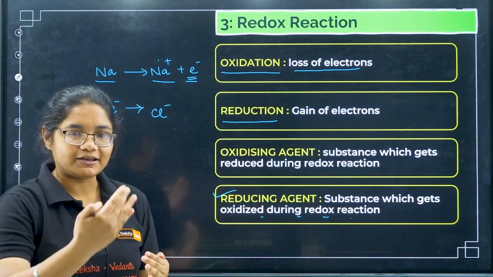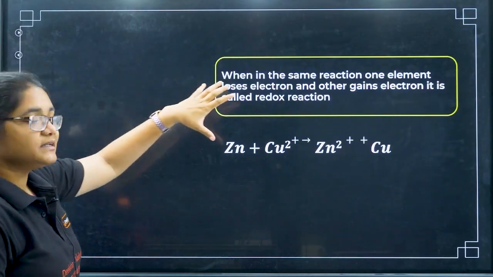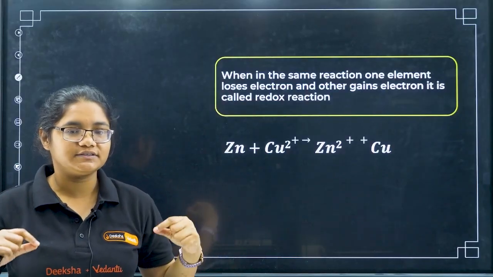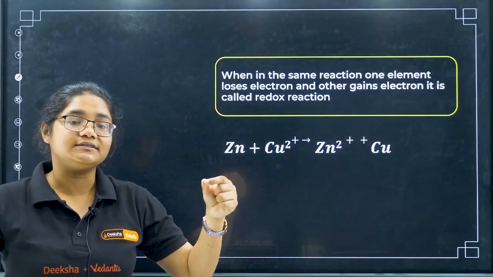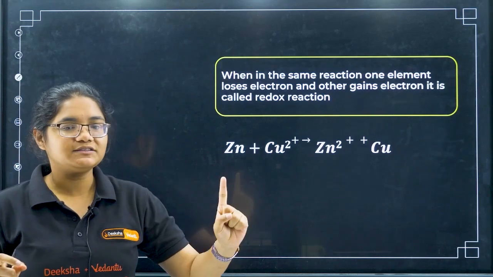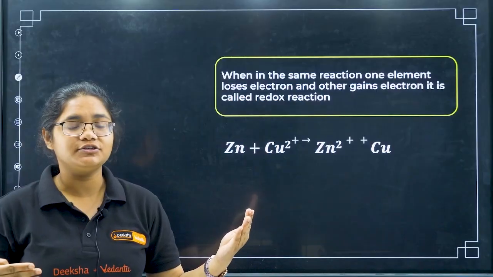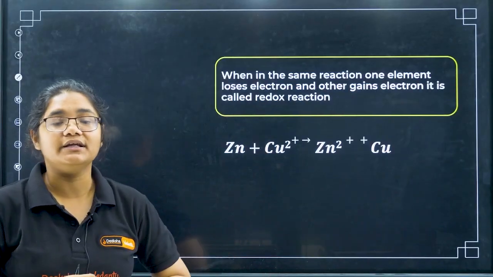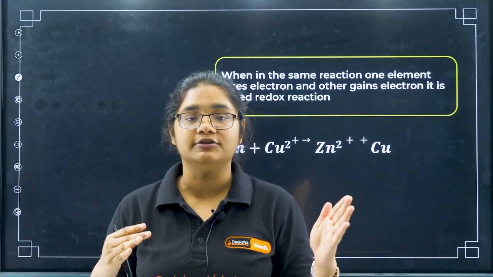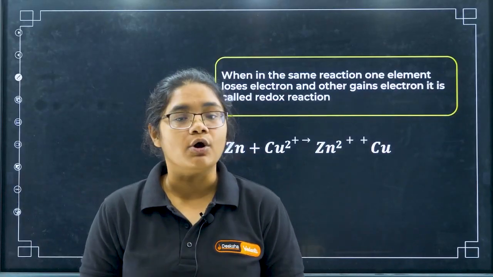We will clarify this more in the next slide, do not worry. So first of all, what is a redox reaction? We understood what is oxidation and what is reduction. Oxidation is the loss of electrons, reduction is the gain of electrons. Now if in the same reaction, one species is undergoing oxidation and the other species is undergoing reduction, then that reaction is called a redox reaction. It means oxidation and reduction are occurring simultaneously.